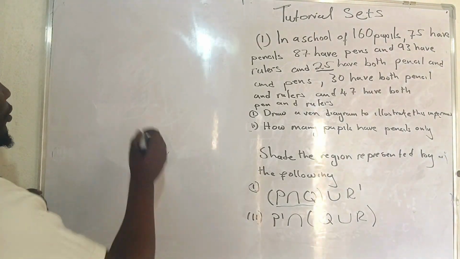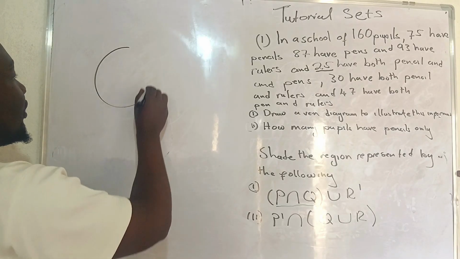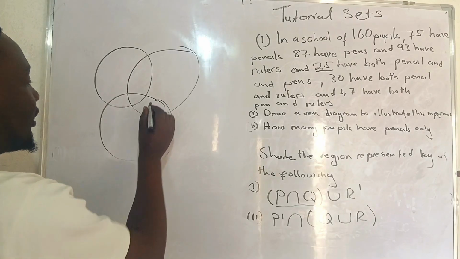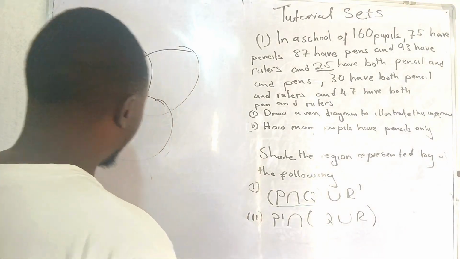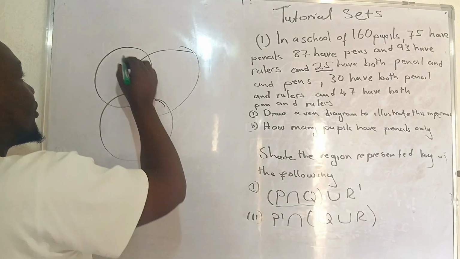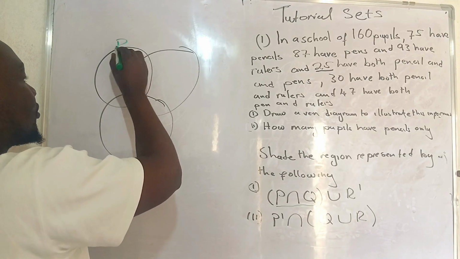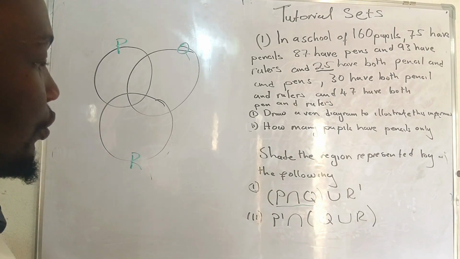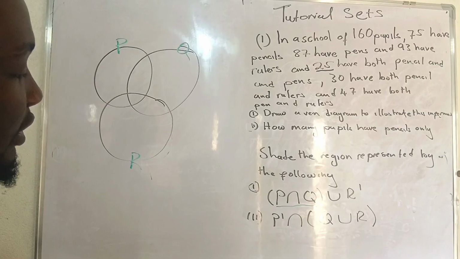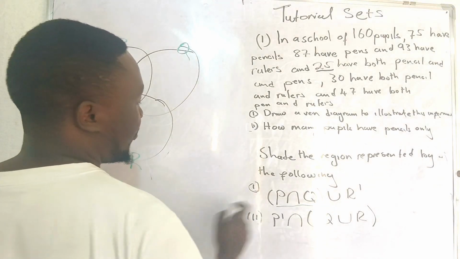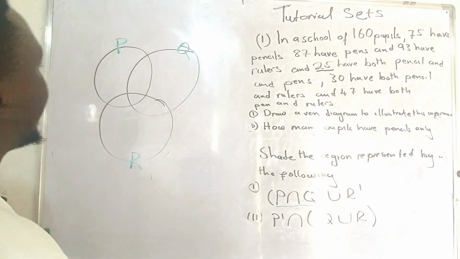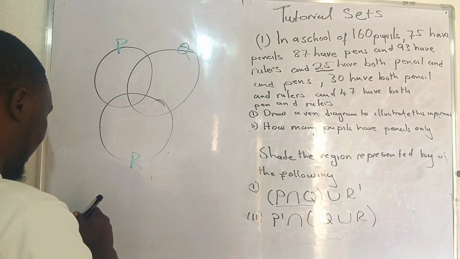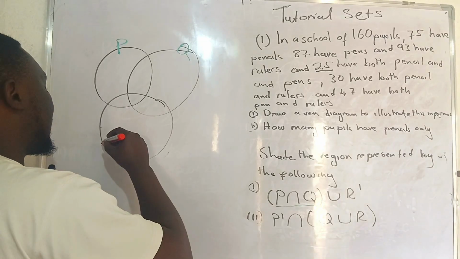So PQR again. Put your P here, put your Q here, put your R here. So you label them. Let's try and label the blue one this time. So your P, Q, R. So you're told to shade all the region, firstly, P complement. So everything that is not in P is going to be shaded.